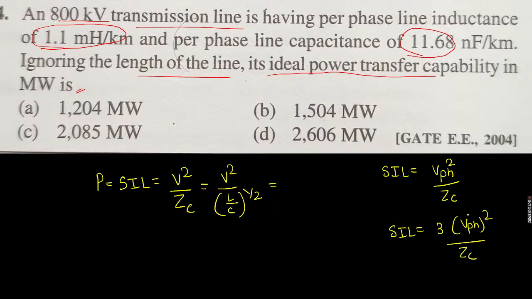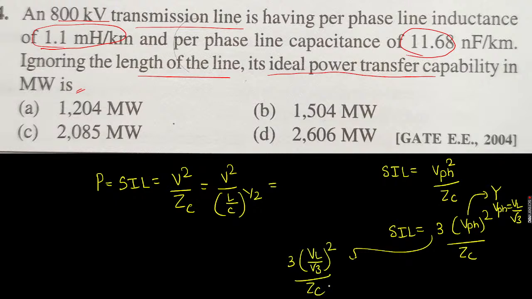Okay, sir. Since our transmission line is star connected, in a star connected network, per phase voltage will be equal to line voltage divided by root 3. If you substitute that value here, then what will you obtain? It will become 3 times line voltage divided by root 3 whole square upon characteristic impedance. Now root 3 whole square will become 3, so it will be 3 into line voltage square divided by 3, the 3s getting cancelled, divided by ZC. So 3 times per phase square divided by ZC equals VL square divided by ZC. Both are the same. Are you getting, sir?